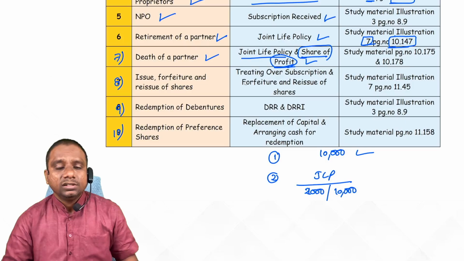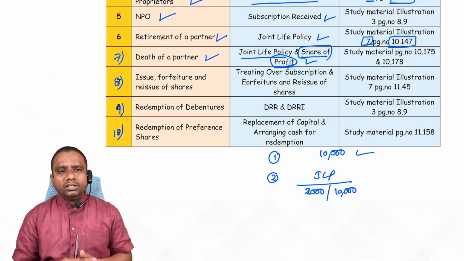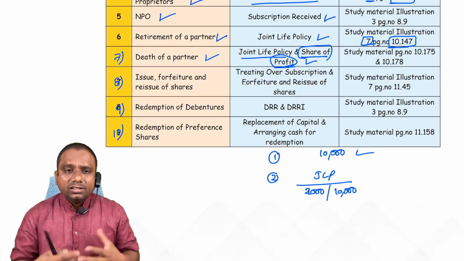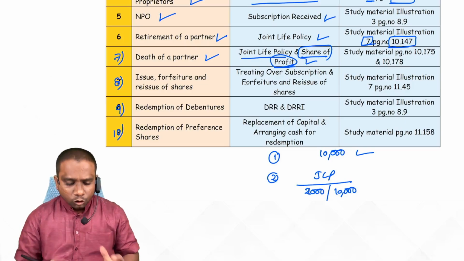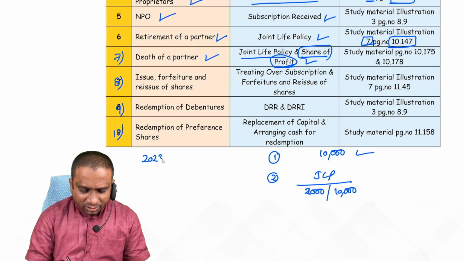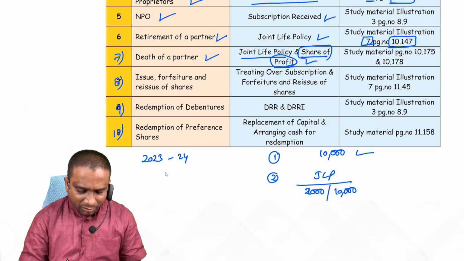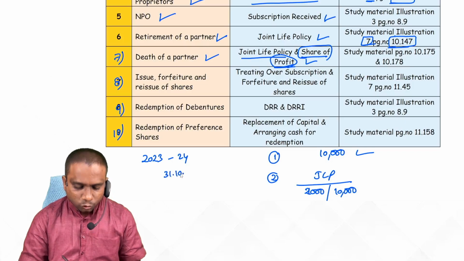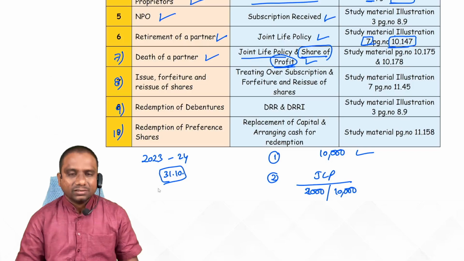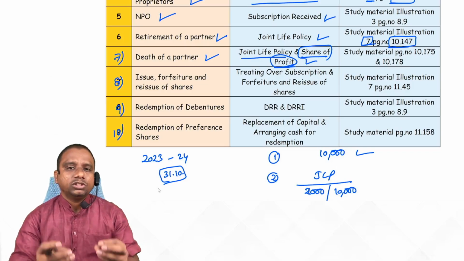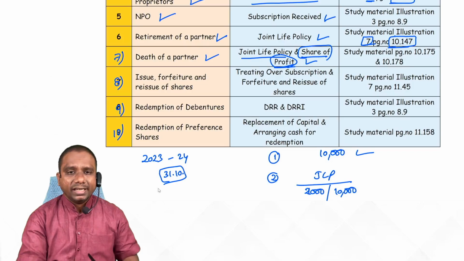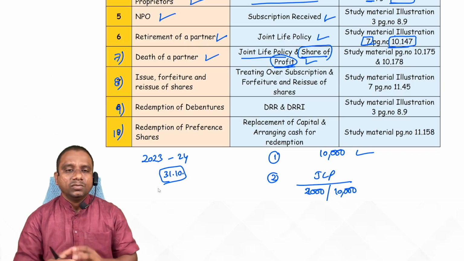Share of profit. So, in case of death of a partner, the death is uncertain. Yes or no? During the year, let us say 2023-24 financial year, the partner died on 31st October. I have taken the exact date. 31st October 2023, Mr. A. Let us say there are three partners A, B, C. Mr. A died on 31st October.